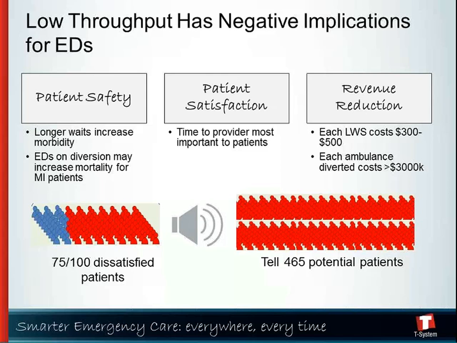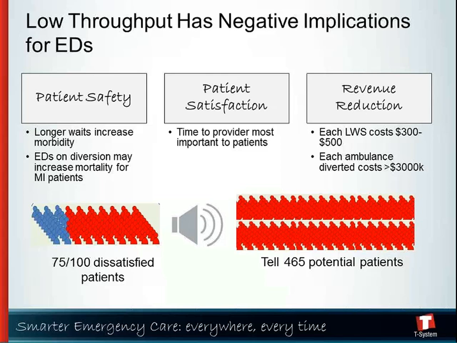Obviously, there's a revenue impact. Each time a patient walks out the door, that's $300 to $500 leaving your system. And each ambulance diverted represents a loss of at least $3,000, bearing in mind that most of those ambulance patients are admitted.